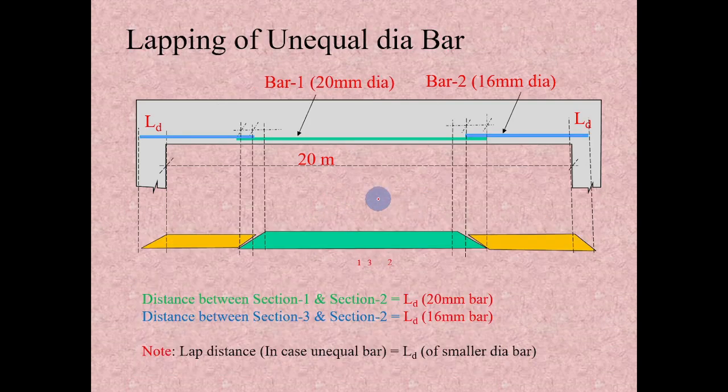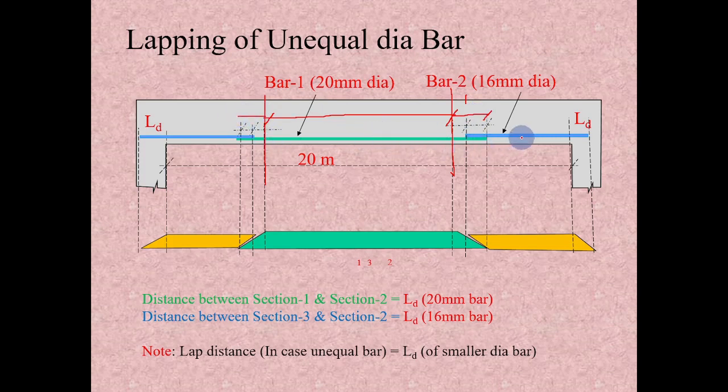Let's consider another case where the same beam is 20 meters in length. For another particular load condition, we will have the maximum bending moment at this zone, and beyond this point the 20 bar is no more required. So let's provide a 16 diameter bar beyond this point. So this is the zone for the 20 diameter bar, and beyond that 16 is sufficient to take care of the bending moment. Since this 20 bar, we should extend it for the Ld distance to have sufficient anchorage on both sides.